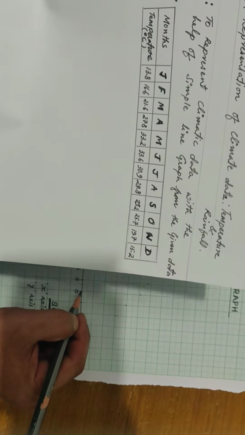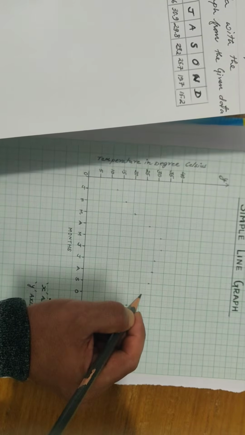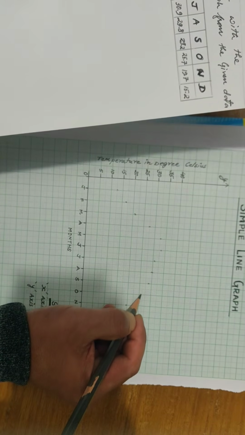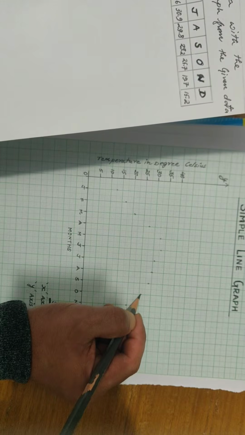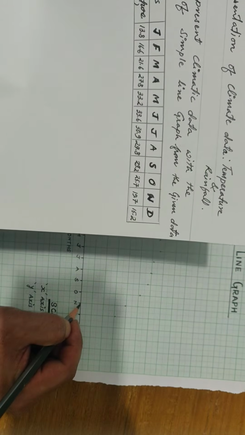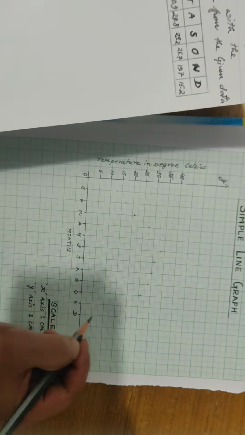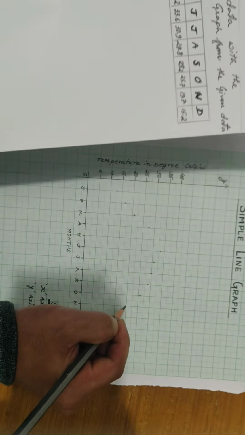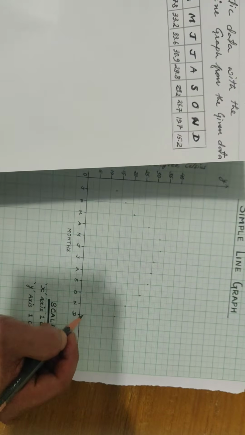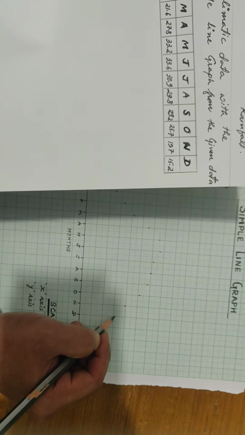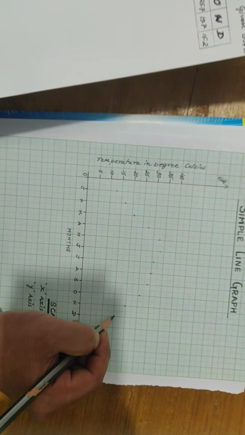In the month of October I have 25.7 degrees Celsius. 25 will be just above, a little bit above. In the month of November I have 19.7 degrees Celsius. It will be almost the same as 20. And in December I have 15.2 degrees. So 15 is here. I'll end it here.